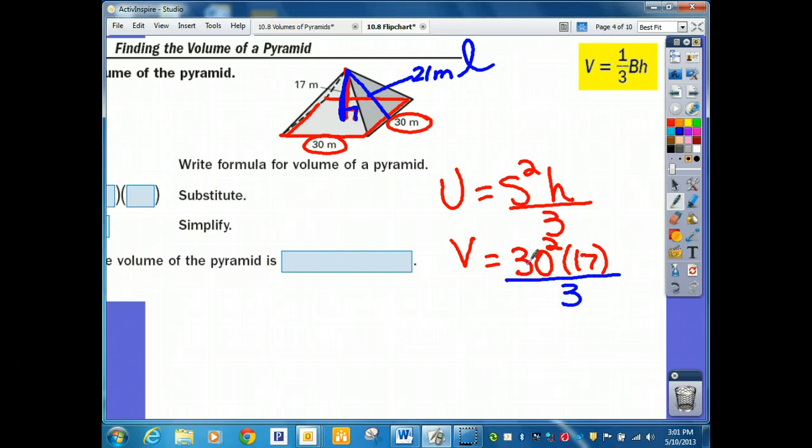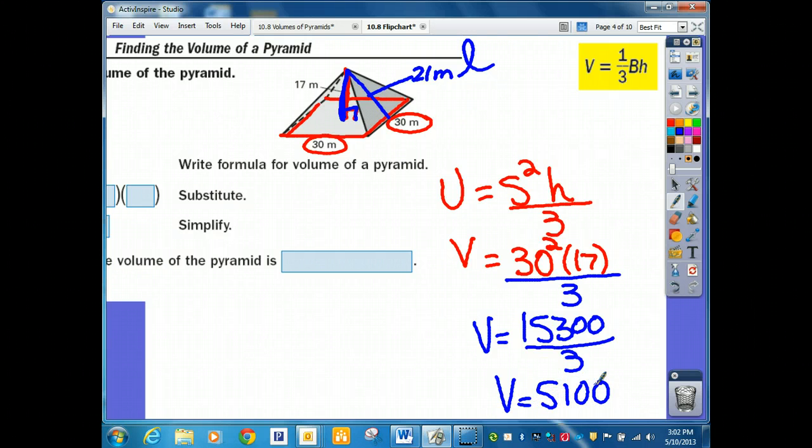Well, 30 times 30 is 900. What's 900 times 17? 15,300. Am I done? No. Nope, I need to do what? Divided by 3 yet. Okay, so now 5,100. No rounding needed. We ended up with a whole number. You're half right, meters, and it's meters cubed. Because they're little, so that'd be like 1 meter by 1 meter by 1 meter. It'd be a cube. We'd need 5,100 cubes about this big to fill up the inside of that pyramid. It's a lot of cubes. All right? So that is your final answer.